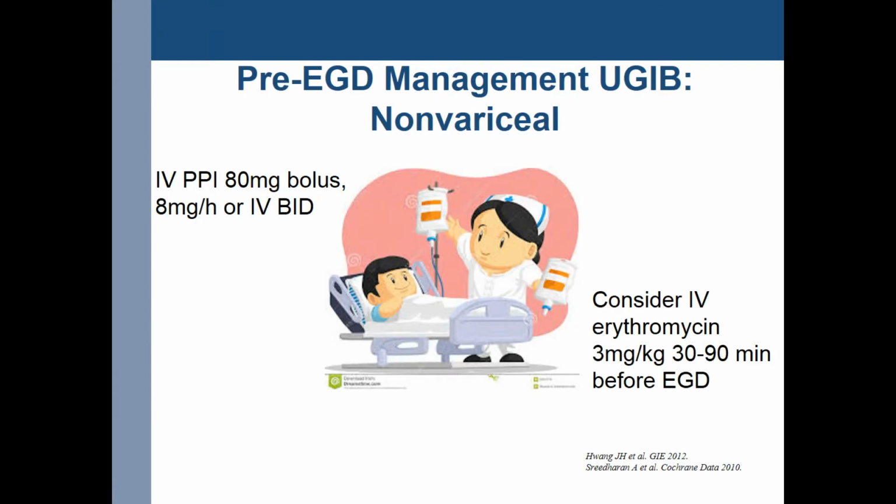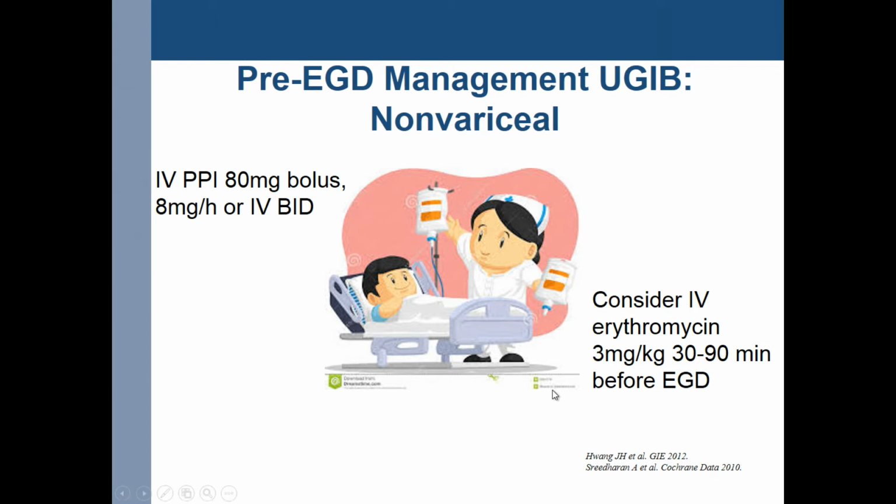So there are some important things that should be done even before a gastroenterologist does an EGD. And this, of course, is starting all patients with suspected upper GI bleeding on an IV PPI. And this has been shown to reduce rebleeding rates, and we typically recommend using an 80 milligram bolus followed by an 8 milligram per hour infusion. Some people suggest using BID dosing of the IV.